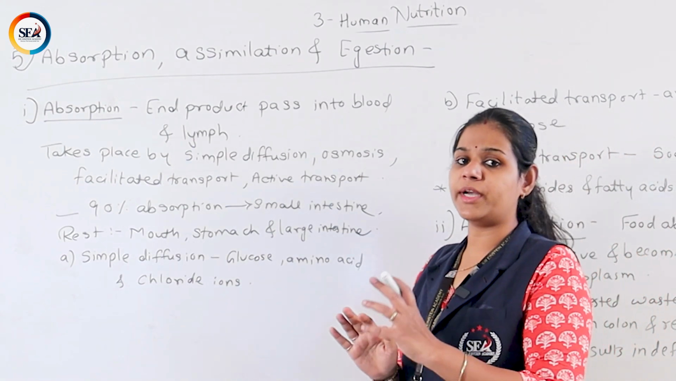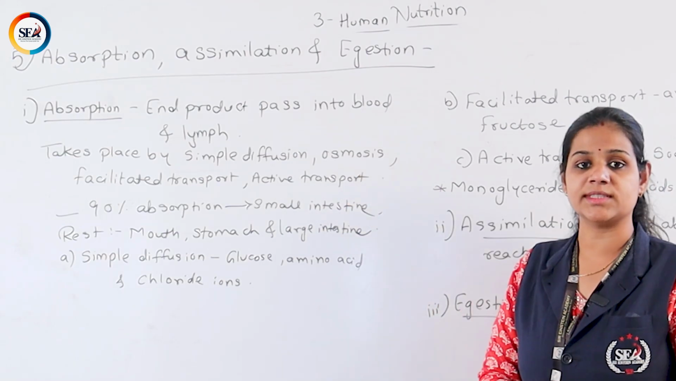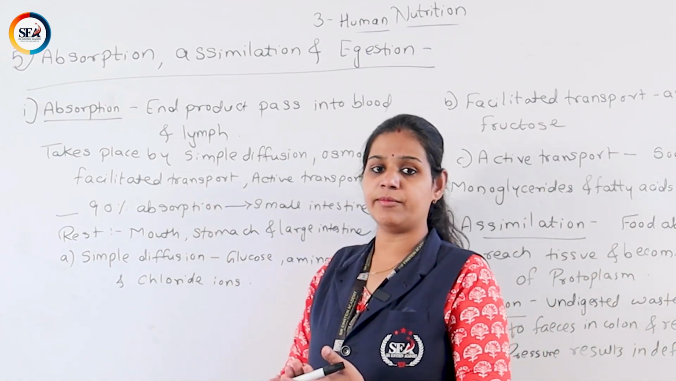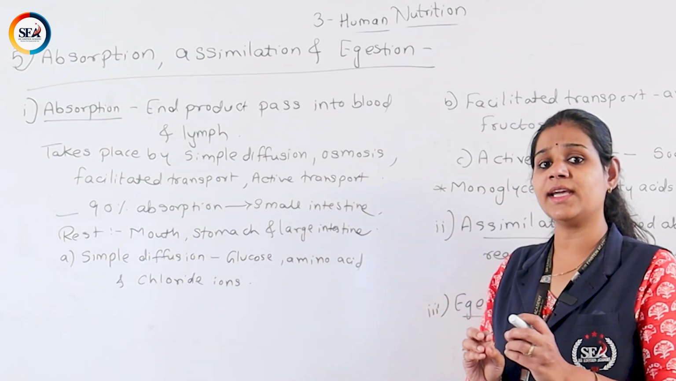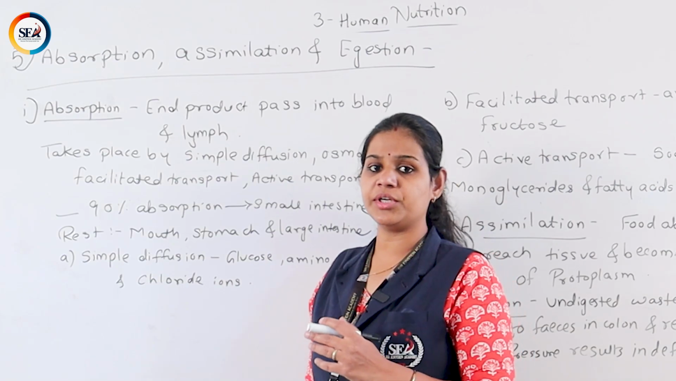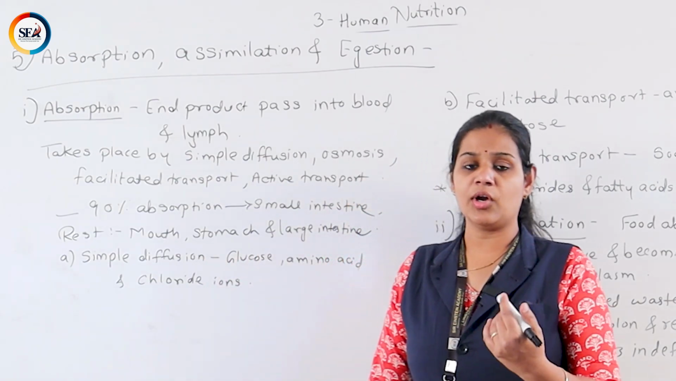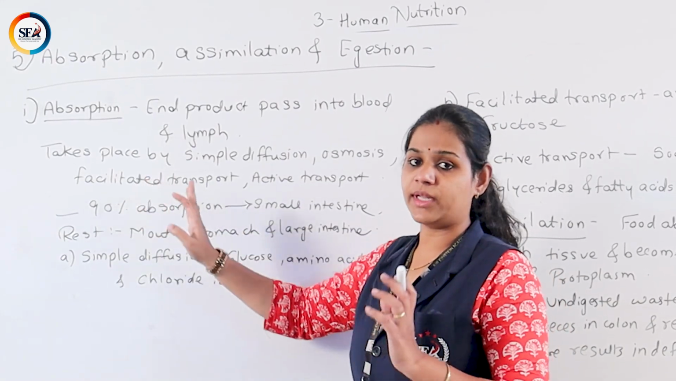If that transportation or diffusion is particularly of water, then it is called osmosis. Next, facilitated diffusion or facilitated transport. The transport which requires the carrier molecule is also along the concentration gradient from higher to lower concentration, but the difference is that here we need carrier proteins.